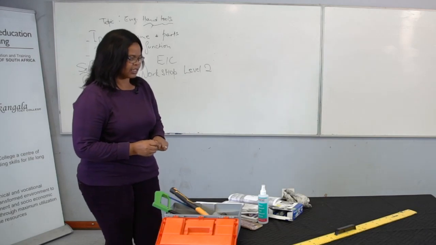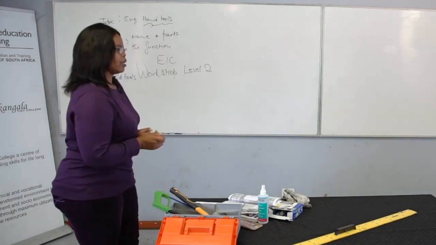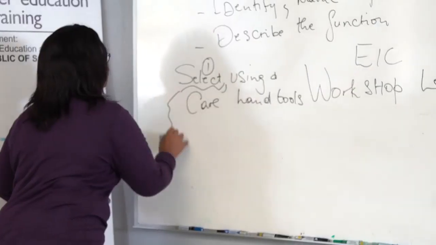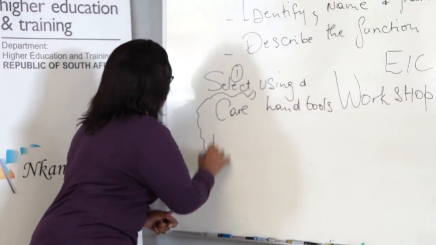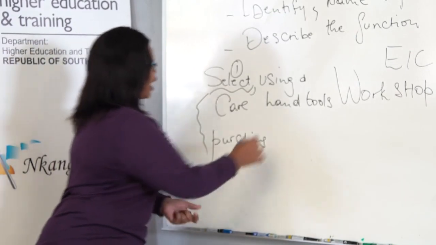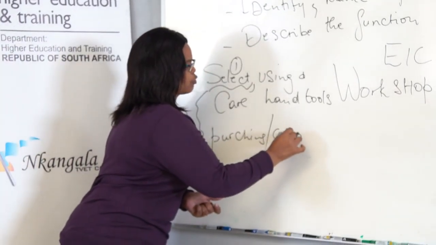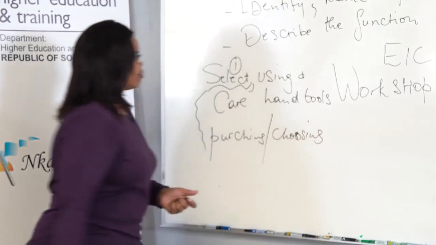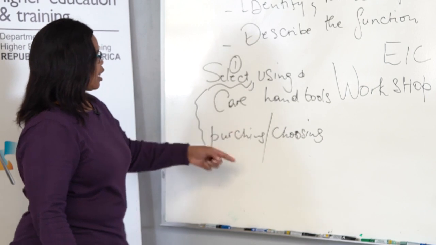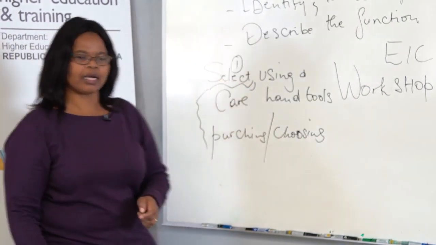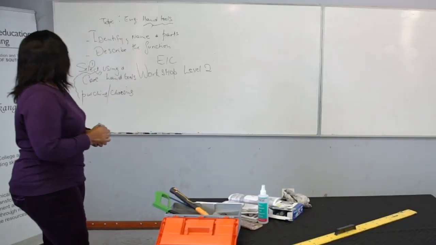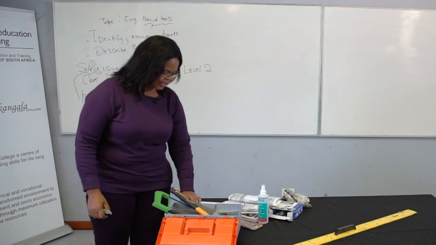When you select the hand tools, it's like you are purchasing. When you talk of selecting, you are purchasing the hand tools or choosing the hand tools that you are going to use. The examiners can use purchasing, choosing, or selecting when they are asking you the questions. Now, what are the points that you must consider when selecting the hand tools?